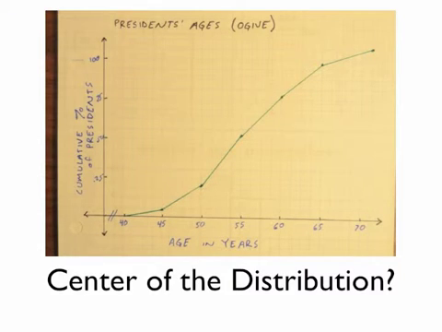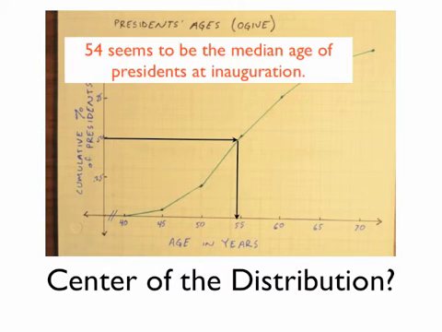What about the center of this distribution? The center of this distribution would be the 50th percentile. And that 50th percentile looks like it's lining up at about 54, let's say. So we would say 54 is the center of the distribution. In other words, 54 is the median age for presidents at their inauguration.